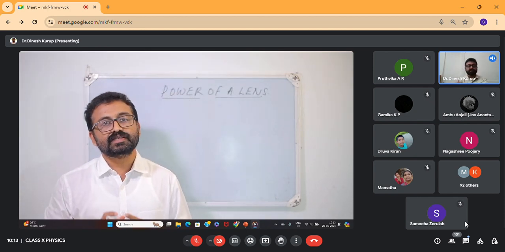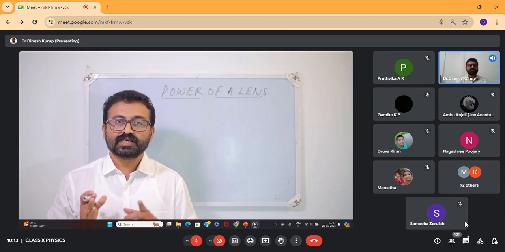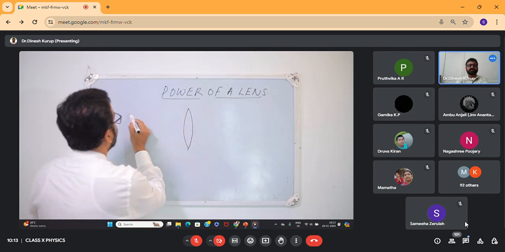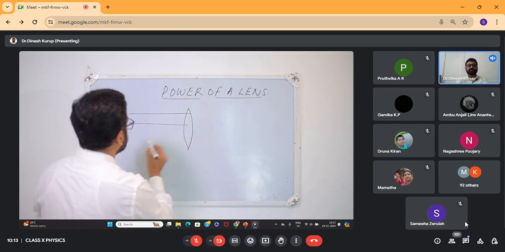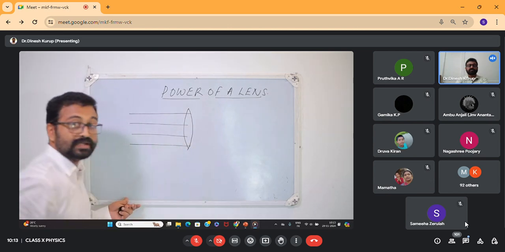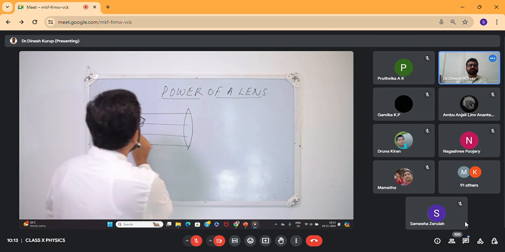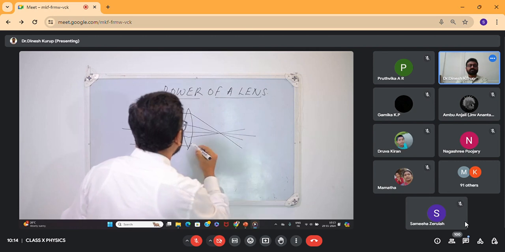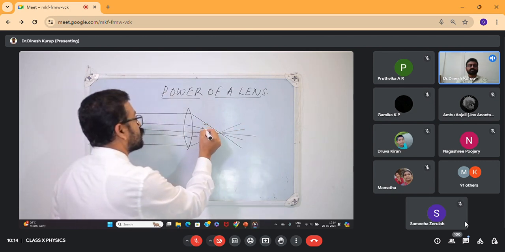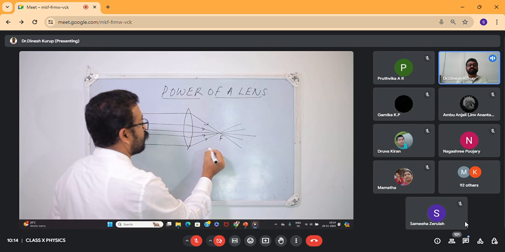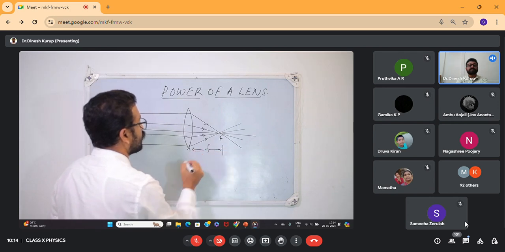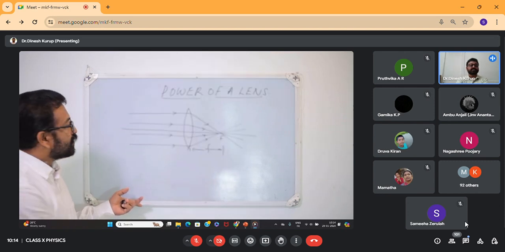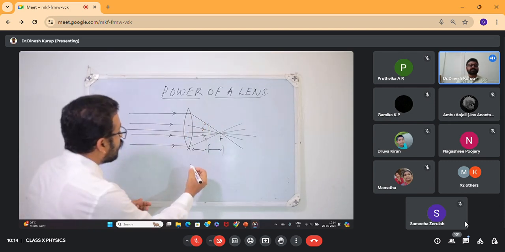We know that when a parallel beam of light is incident or strikes on the surface of a convex lens, it converges at a point. Let's see. A convex lens, a parallel beam of light strikes one surface of the convex lens, it will converge at a point, and this point is called the focal point. See, this is the focal point, and this length is the focal length.